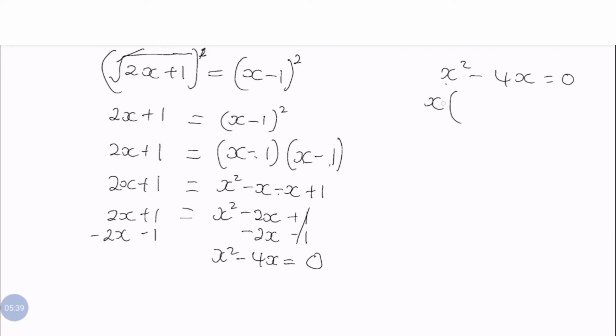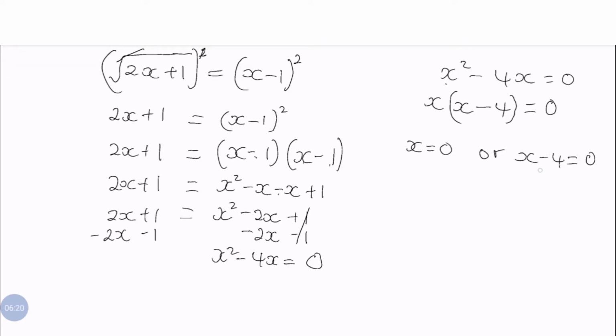To get x squared, we have to multiply x with an x. And here we have a negative sign, so to get 4x, we have to multiply x with a 4. Close our bracket, and this is equal to 0. So now x is equal to 0, or x minus 4, which is in this bracket, is equal to 0.